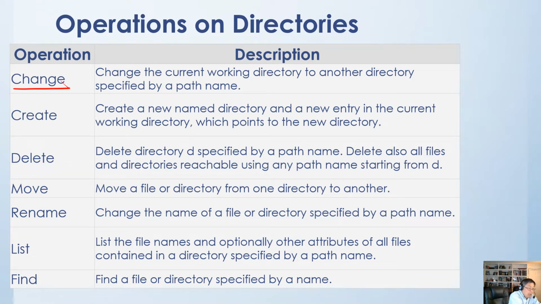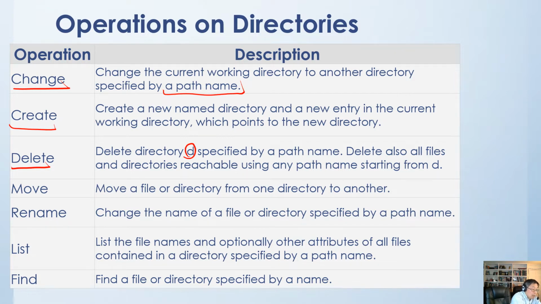For example, the change operation changes the current working directory to another directory specified by a path name. Create makes a new named directory and a new entry in the current working directory, which points to the new directory. The delete operation deletes directory D specified by path name.